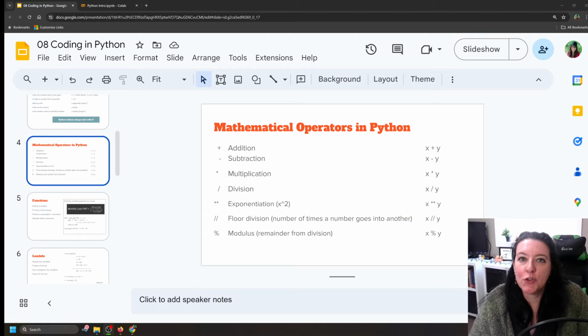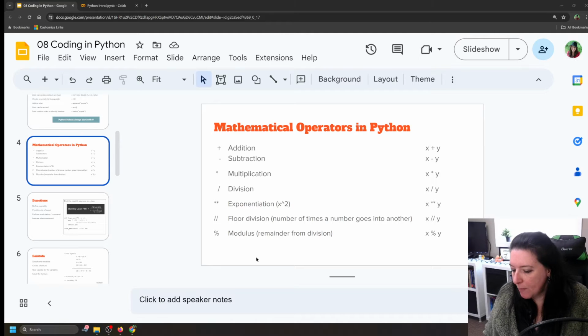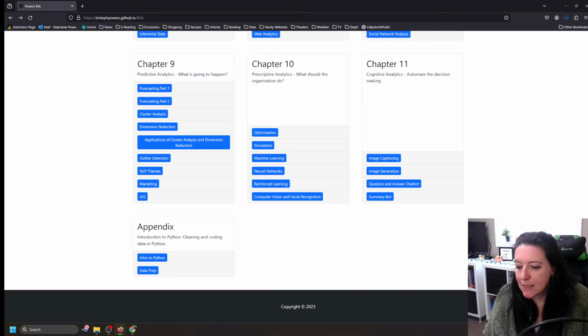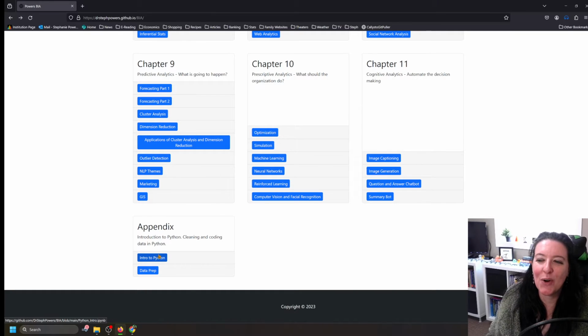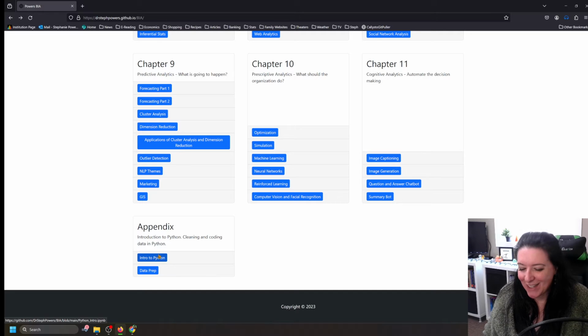We're continuing our introduction to Python by looking at mathematical operators and functions. Just a reminder, we are working through Python workbooks in Google Colab. You can access these through drstephpowers.github.io/BIA. We're working in the appendix where it says Intro to Python. If you did the previous video, then you're probably already in the right spot.